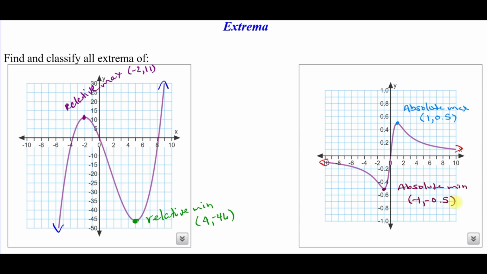Remember that if you are given an equation, you can graph those equations on your calculator, and you can use the max and min features from your calculator to help you find the points if you need them.